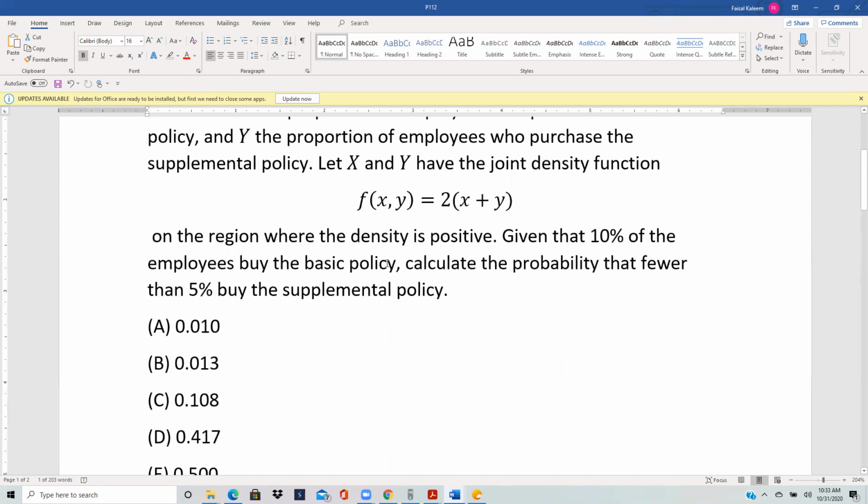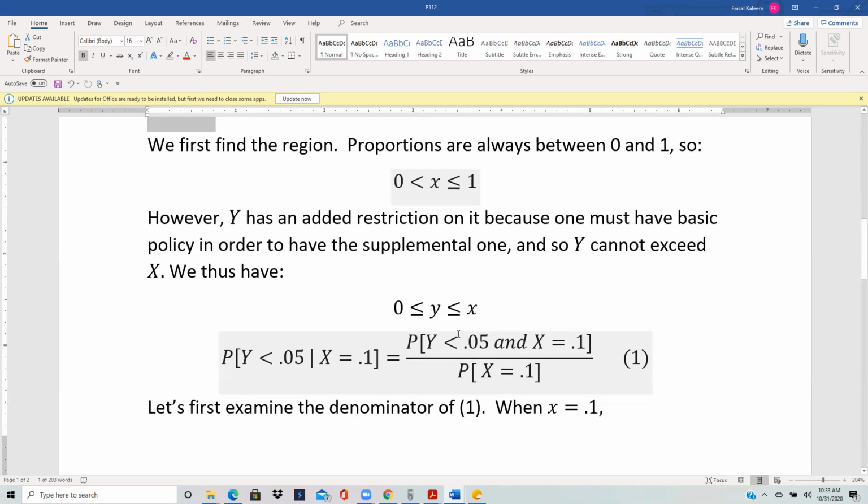But Y has an added restriction on it because Y is the proportion who buy the supplemental. And to have the supplemental, you also have to have the basic. So the proportion who have supplemental cannot be bigger than those who have basic. So it means Y has to be less than or equal to X. Y is the supplemental, X is the basic. More people can have basic, but supplemental cannot exceed basic. And Y is bigger than or equal to 0.